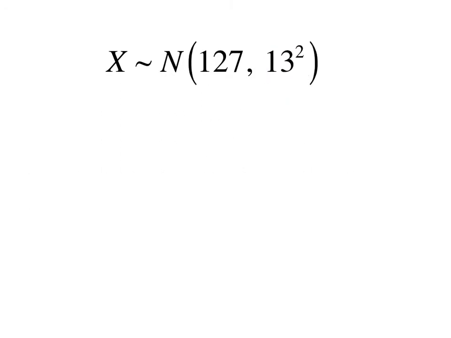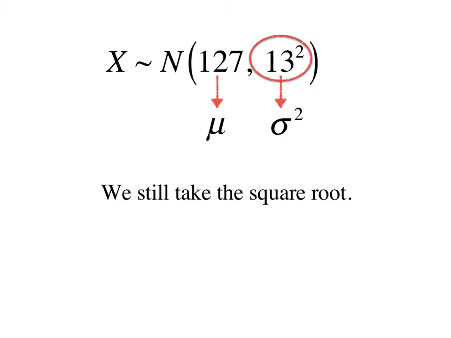Now let's take a look at the exact same scenario, only this time the variance is written as 13 squared rather than 169. Again, this first number is always the mean. The second number is always the variance. So I need to take the variance, 13 squared, and I still need to take the square root of it. Well, just by looking at it, you know that the square root of 13 squared is just 13. So you can pull the standard deviation out right away. You don't need a calculator. So what we would use for a probability calculation is sigma equals 13.